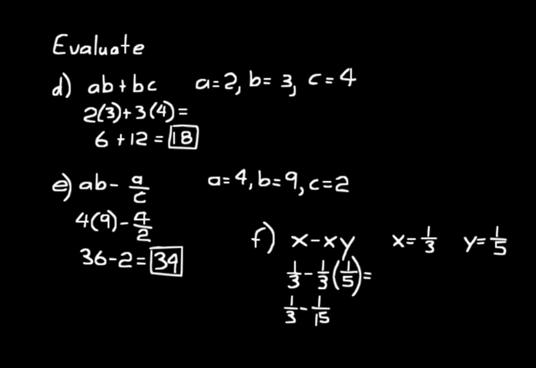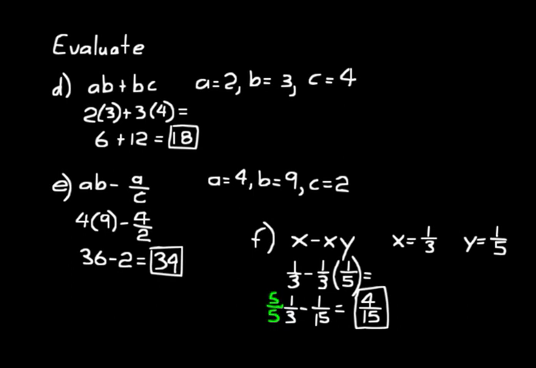Now we have to have a common denominator here to subtract these. That means we need to take that 1/3 and multiply it by 5 over 5. And that would give us 5/15 minus 1/15. That would be 4 over 15. We can't reduce that anymore, so that's our answer. 4/15. So on that one we did our normal order of operations, but we also had to get those fractions to have common denominators before we could do our final step of subtraction.